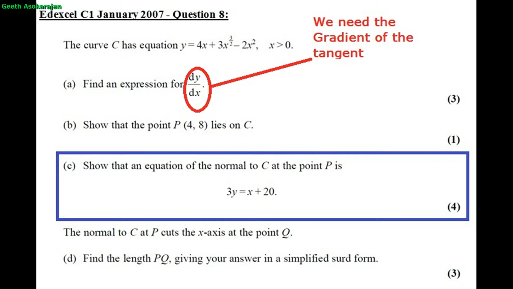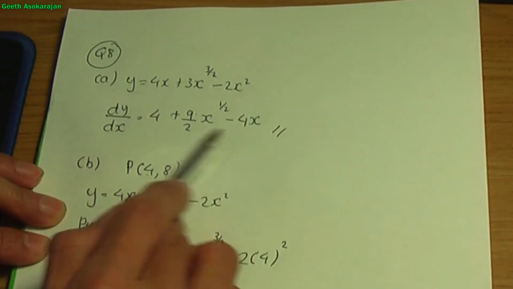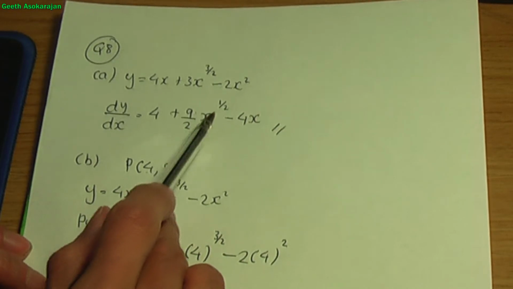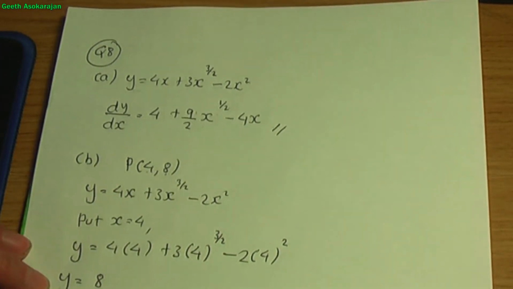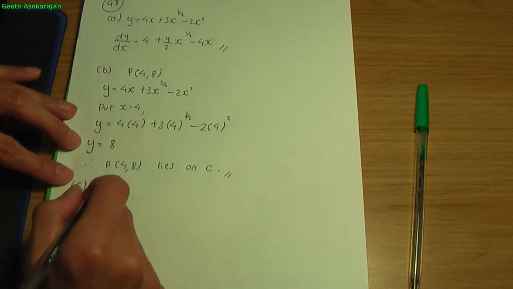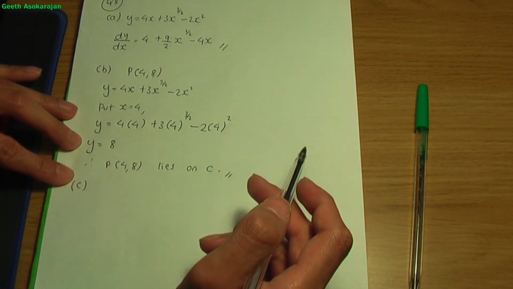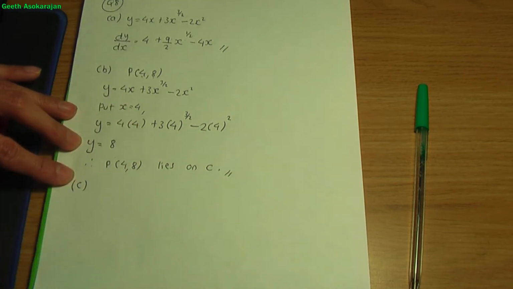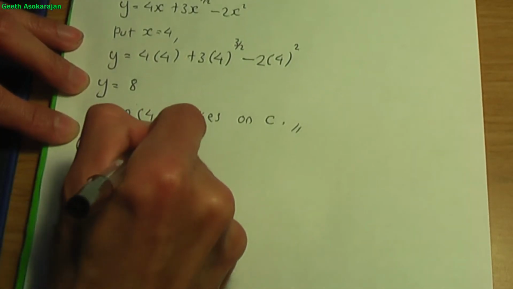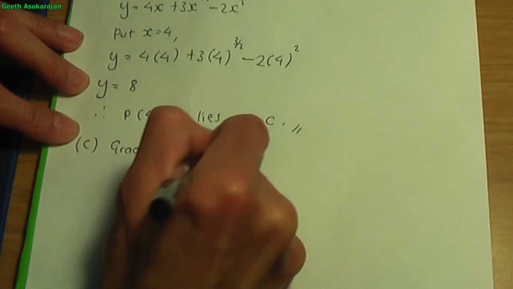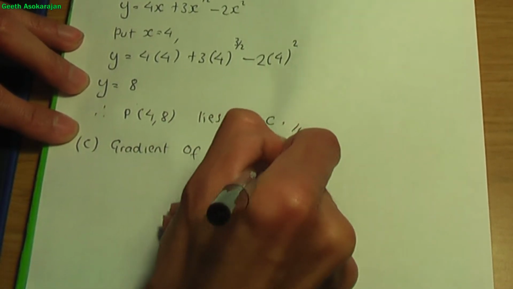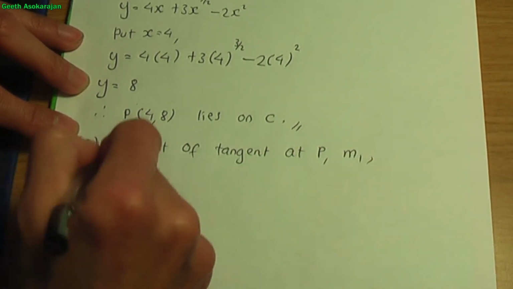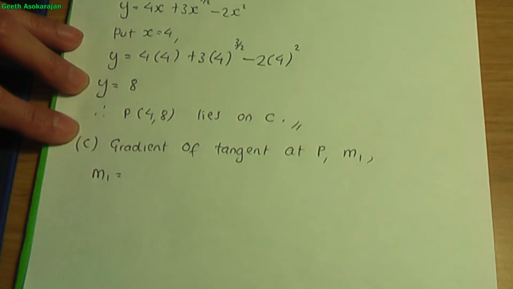If we go back to the paper and pen, we have dy over dx from part A. So dy over dx is 4 plus 9 over 2 x to the half minus 4x. So to work out the gradient of the tangent, we need to put the x value of P, which is 4, into dy over dx. So let's work out the gradient of the tangent at P. I usually name the gradient of the tangent M1. So M1, the tangent gradient.